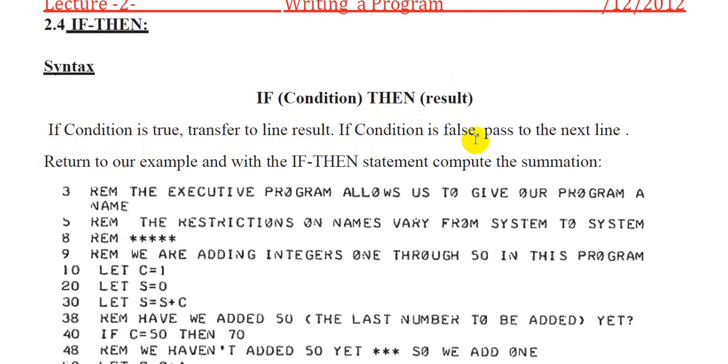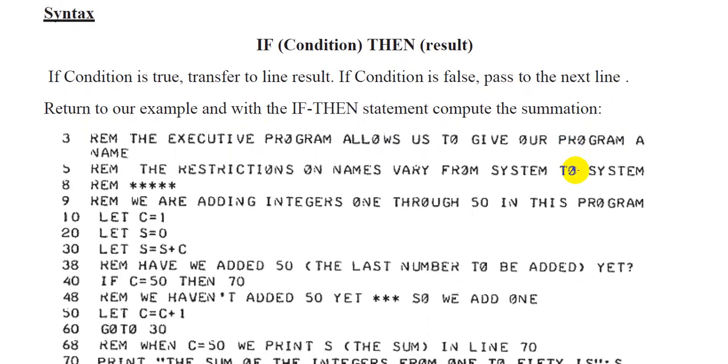If the condition is the other way around, in a different way, pass to the next line. Return to our example, and with the IF and THEN statement, compute the summation from 1 to 50, as you can see in front of you. This recalls the example, computing the sum of the digits from 1 to 50 by using the IF and THEN procedures.